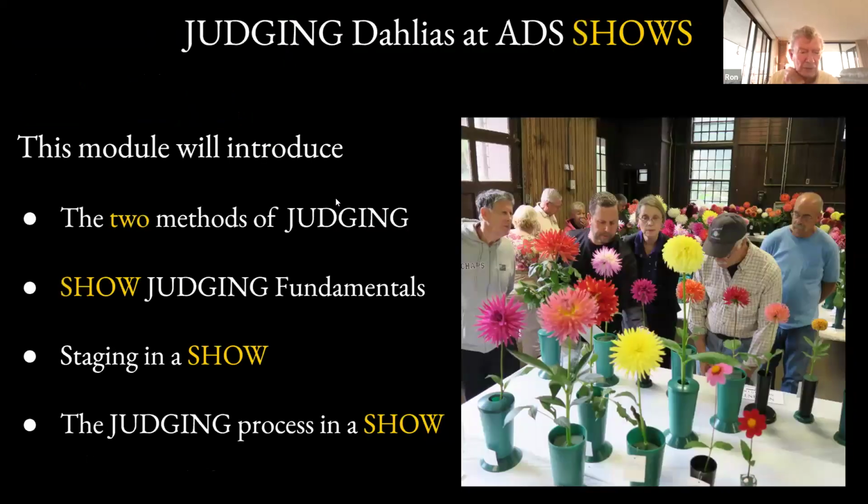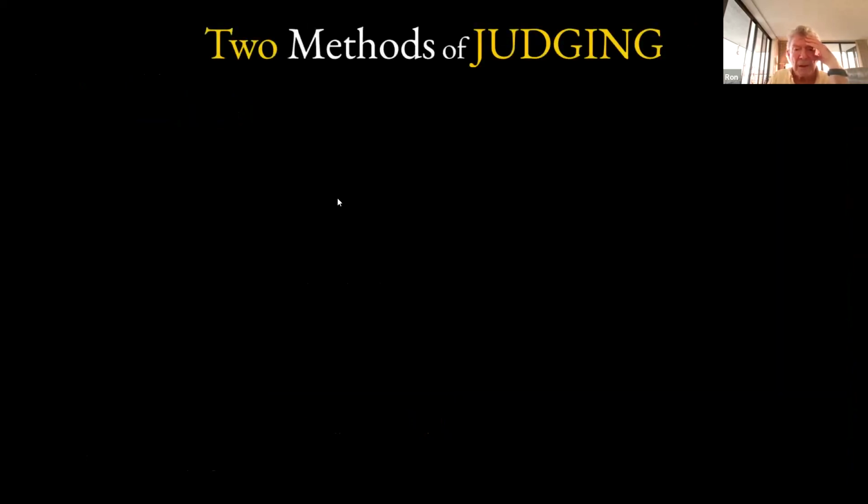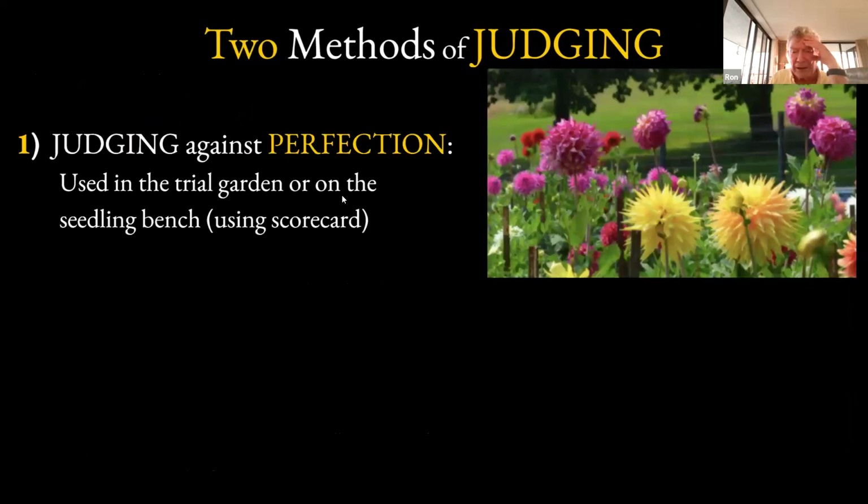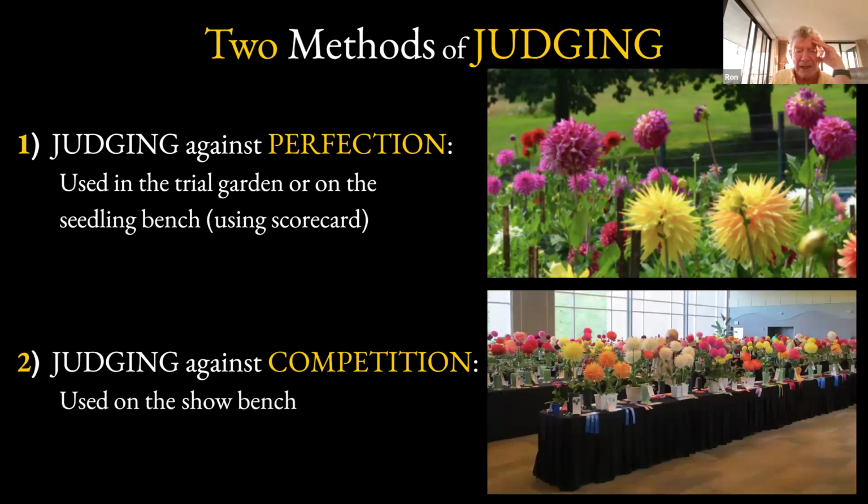Okay, this module introduces the fundamentals of the judging, and probably we'll spend more time on that than any of the others. Staging, with a great picture of Tony, well, not such a great picture, but Tony in the middle of it, which I think is most appropriate, and then the judging process. Okay, two methods of judging. One is judging against perfection, which we do in the seedling bench evaluation and also in the trial gardens. And then in competition, which is the topic of conversation in this module.